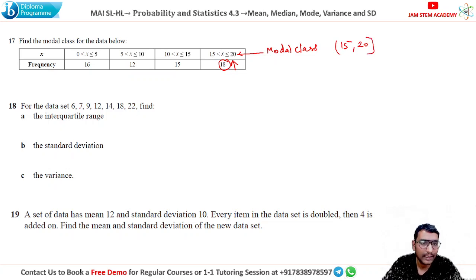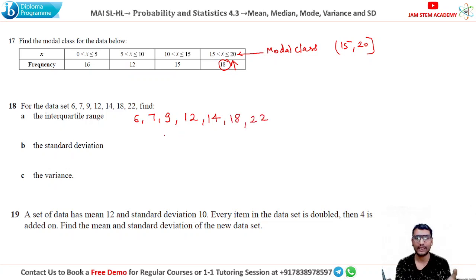Now, for the data set given below, you have to find the interquartile range, standard deviation, and the variance. You can simply use your calculator as I said, but let's do these with the help of formulas. So for the first part, interquartile range, we need to find the quartiles first. The given data is already in ascending order: 6, 7, 9, 12, 14, 18, and 22.